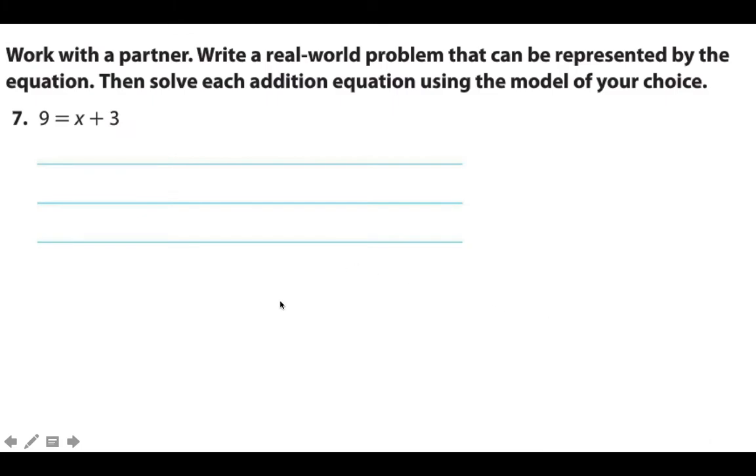Now, let's take this a little step further. Write a real-world problem that can be represented by the equation 9 equals x plus 3. Then solve the addition problem using a model of your choice. Remember, you've got the bar diagram and you've got the cups and counters that you can choose from. Pause the video and try this out. Remember, you're giving me a word problem, you're showing me a model, and you're solving the equation using the model.